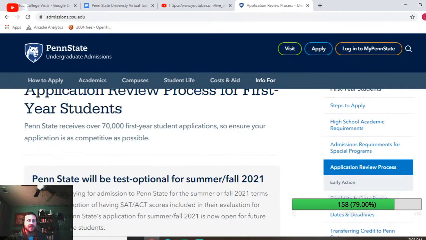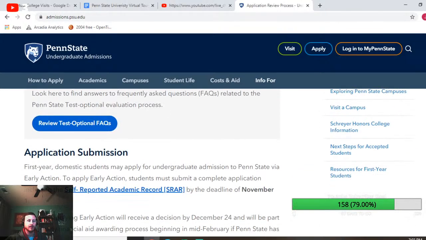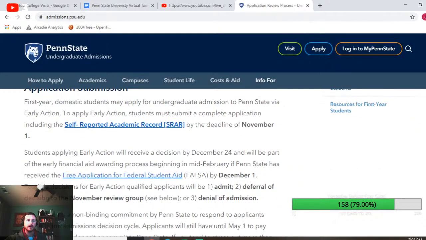Wow. 70,000 first year student applications. That's a lot. That is a lot.